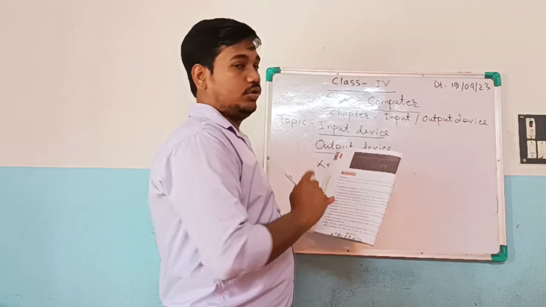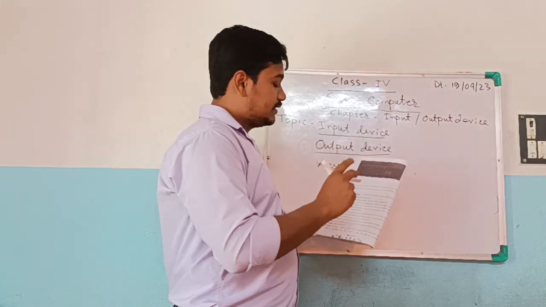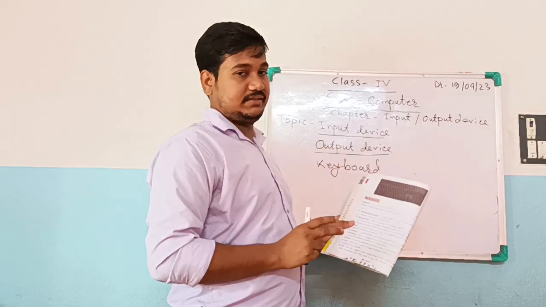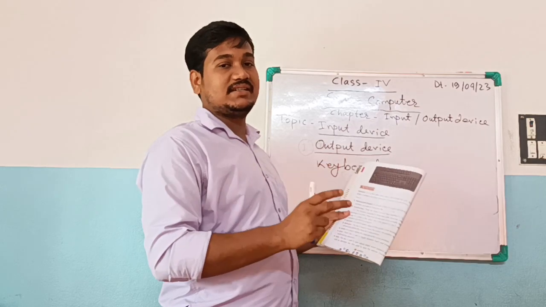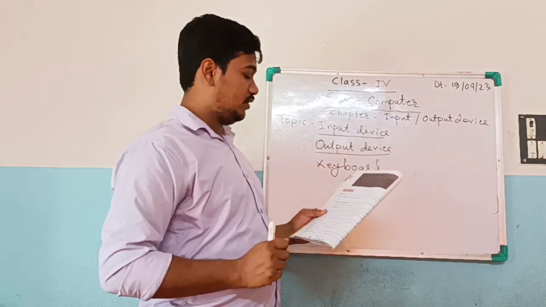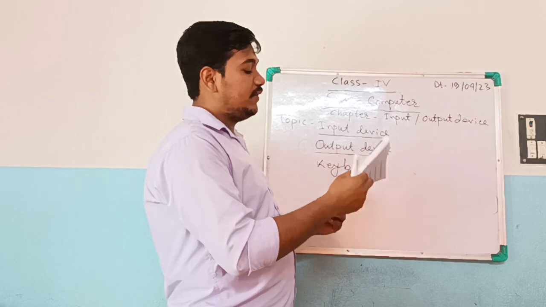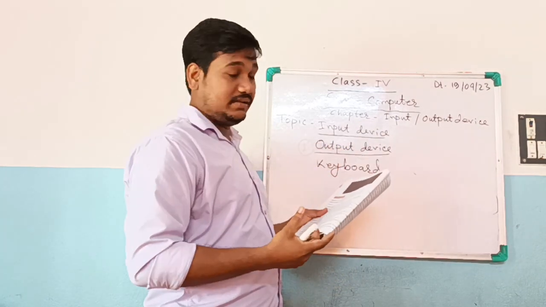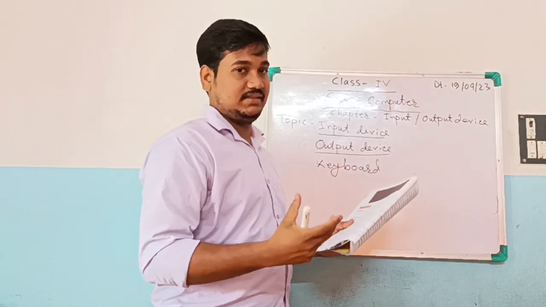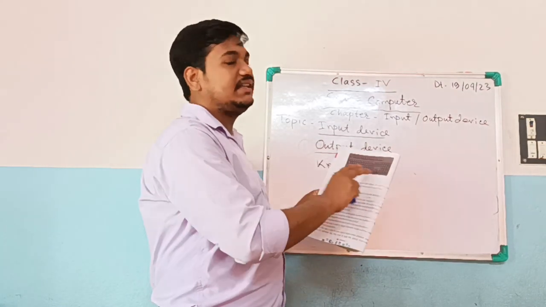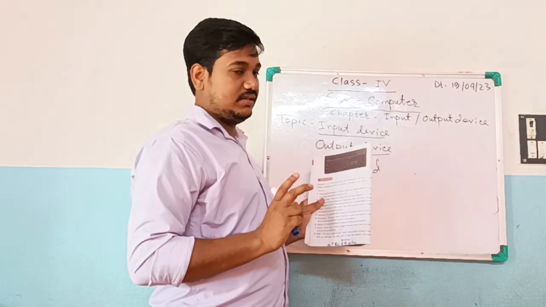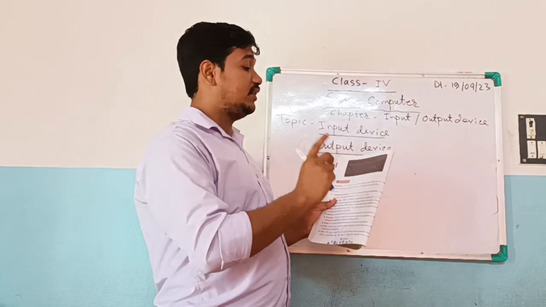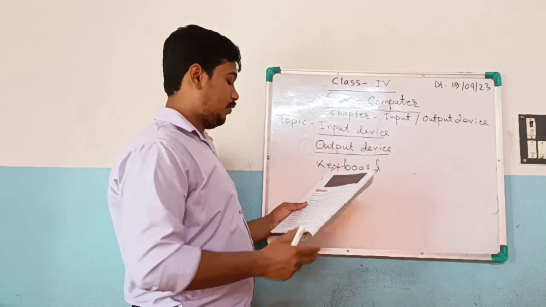Input devices, keyboard. Now we will discuss the keyboard. Okay, so the keyboard is an input device which is used to type letters, numbers, etc. It is a text-based input device that allows the user to input letters, numbers and other characters. It consists of a set of keys. So there are many keys on the keyboard. Do you know how many keys? There are a total of 104 keys. Understand?